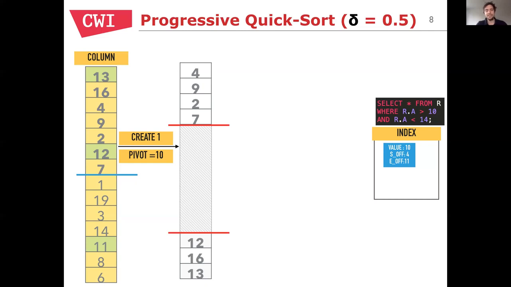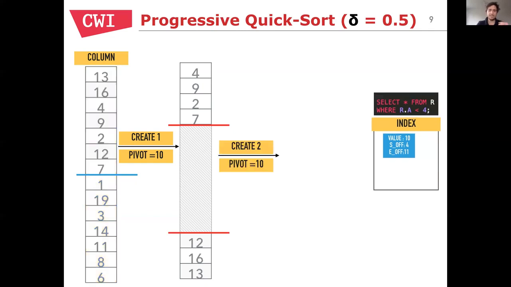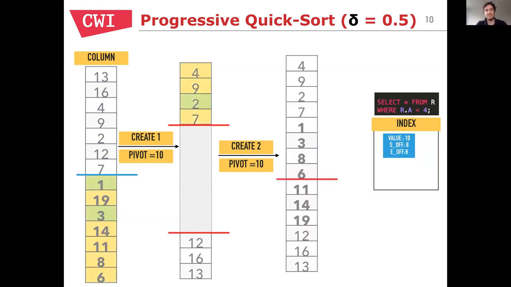For the remaining half of the column, we just scan the elements to see which ones fit our query. After this, we create a node in a binary search tree holding the information about the pivot, where it starts and where it ends. For the second query, now requesting all elements below 4, we can already take advantage of our progressive index. We just need to scan the top part of our progressive index, and we continue the same process as the prior query on the remaining half of the column. At the end, we update our binary tree, and this process continues until we reach a fully sorted array.